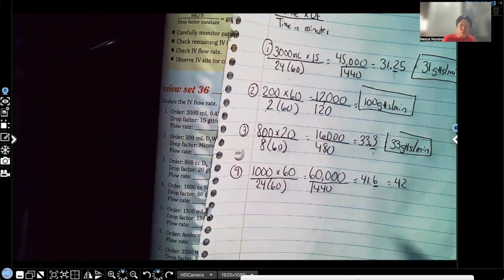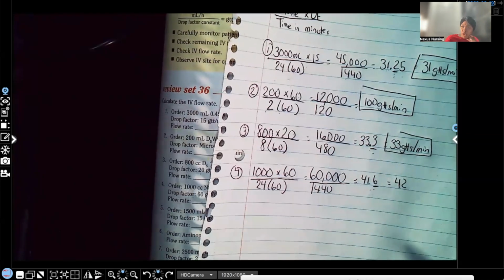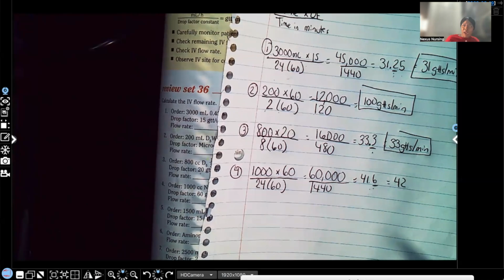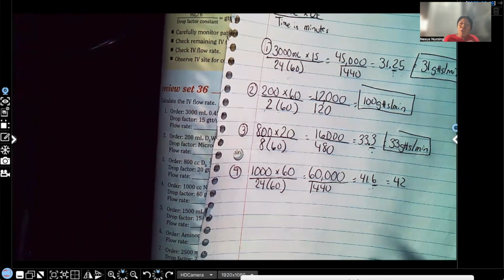Can I leave it as 42? Absolutely not, because your teacher will mark it wrong. You have to always have your unit, whether it's microgram, kilogram, milliliter, drops per unit. You always have to have your unit. So I'm giving 42 what? Drops per minute.